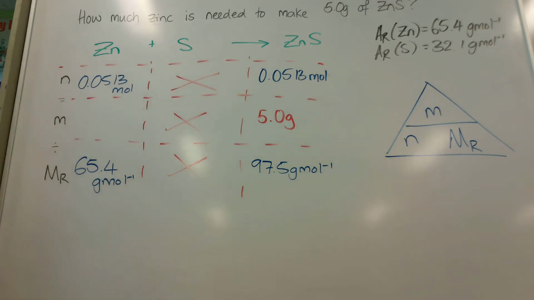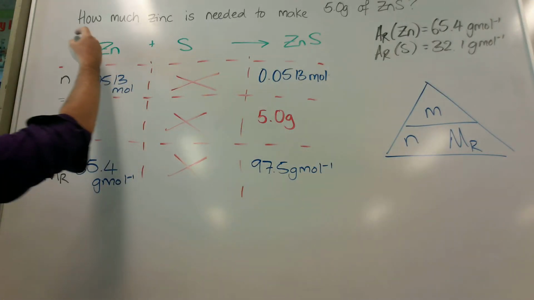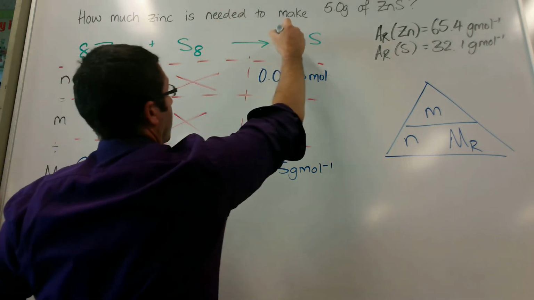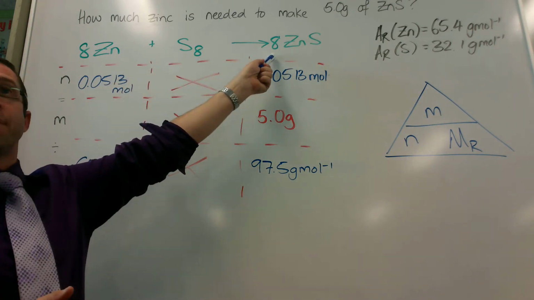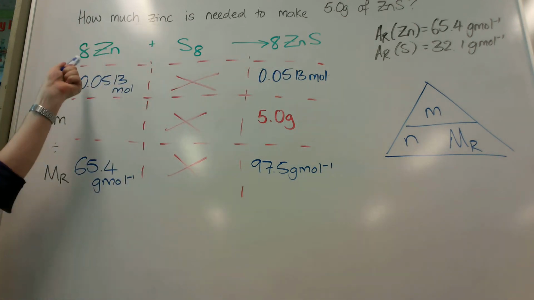So let's say I'm going to rebalance it very quickly, just to show you. If it was that, which is also correct and balanced, it's still the same mole ratio because 8 to 8 is the same as 1 to 1. They both have 8s in front of them. As long as the numbers in front of them are the same, you're just copying the number across. If the numbers are different, you divide by the first number, the one that you know, and you times by the other one.